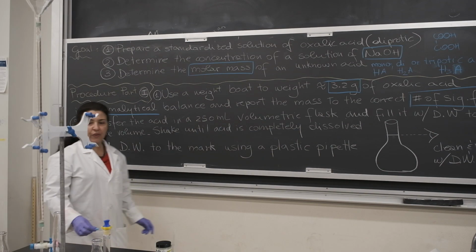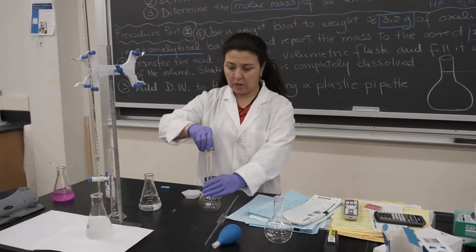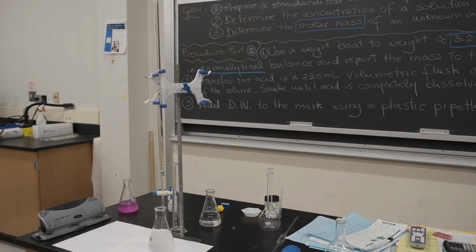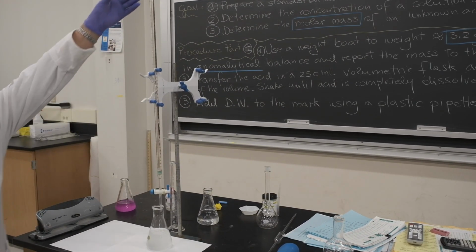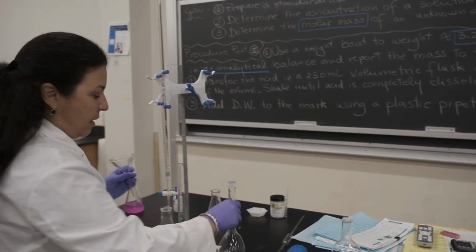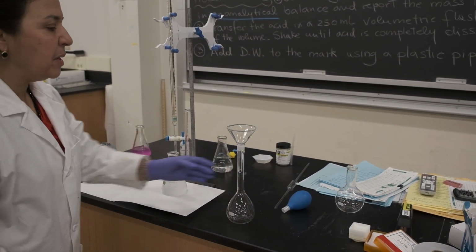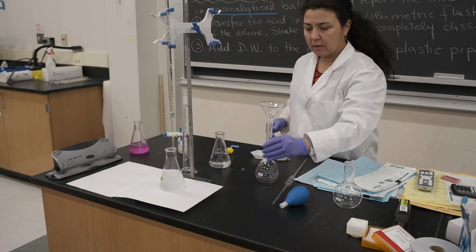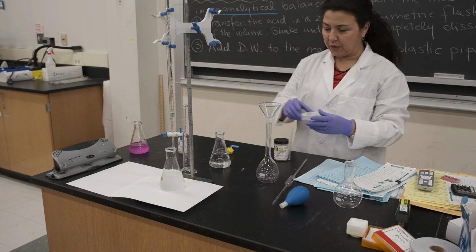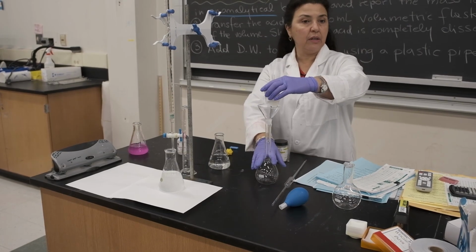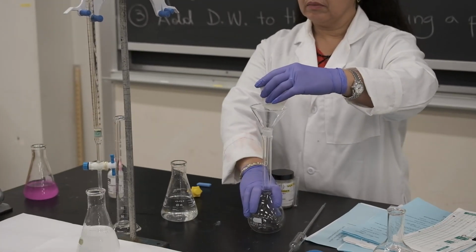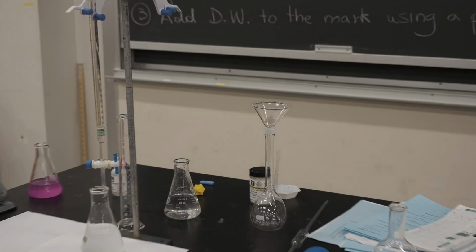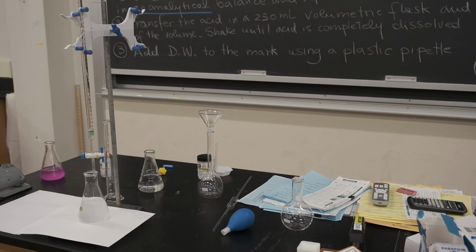Then you're going to transfer the acid using an Erlenmeyer flask and a 250 milliliter volumetric flask. You're going to transfer all the oxalic acid in the volumetric flask. The way you're going to do this is also using the deionized water.